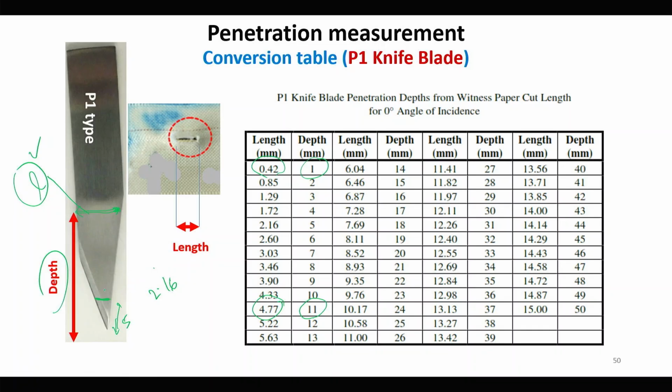So, for 2.16 millimeter, this is the cut length. Here it is just reversed. We will first measure the cut length, that is 2.16 millimeter, and then we will convert it to the depth. So, these are the different lengths we can measure. From there, depth of penetration is calculated.